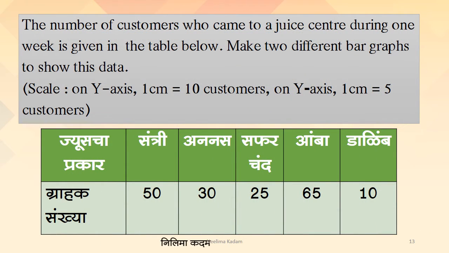Now, the number of customers who came to a juice center during 1 week is given in the table below. Make two different bar graphs to show this data. Now see, they have asked to make two different bar graphs. So we will require two graph papers. On the first graph, on the y-axis 1 centimeter equals 10 customers, and for the second graph, on the y-axis 1 centimeter equals 5 customers. So the juice center, type of juice: orange, pineapple, apple, mango and pomegranate, and number of customers.